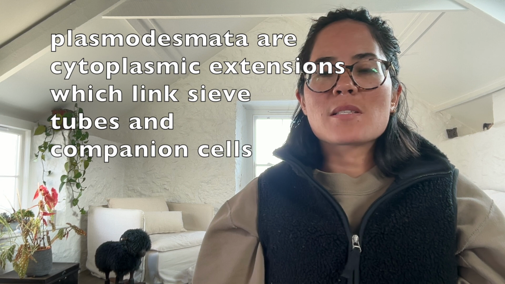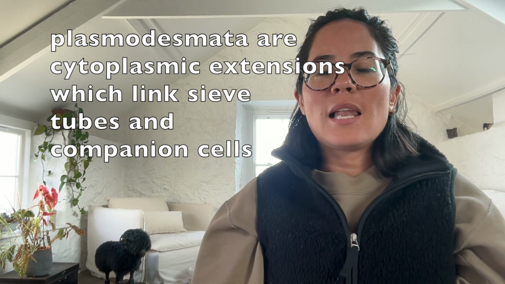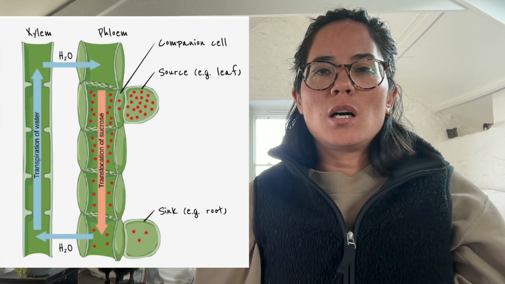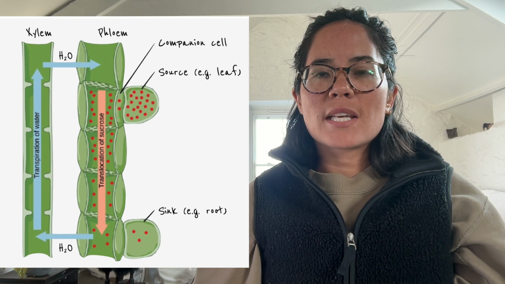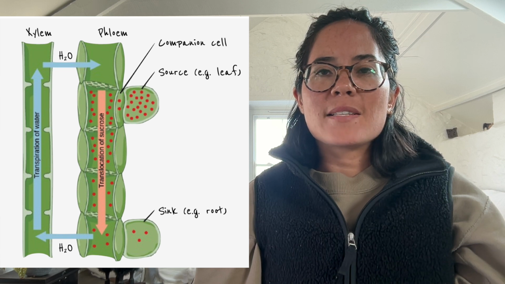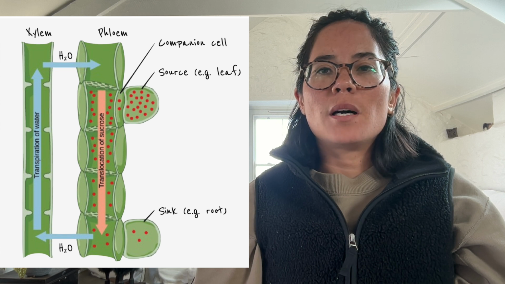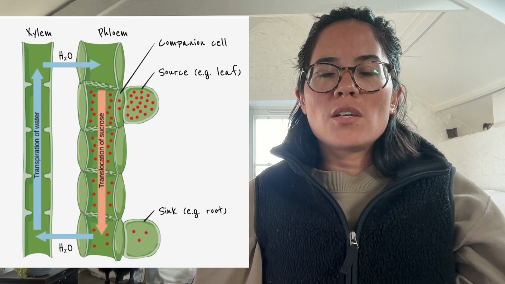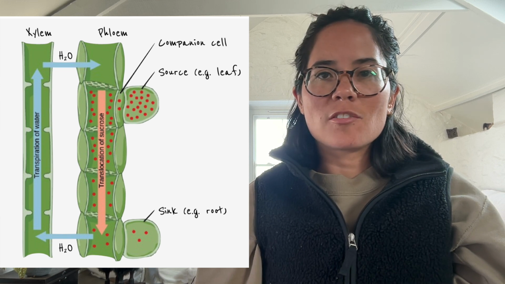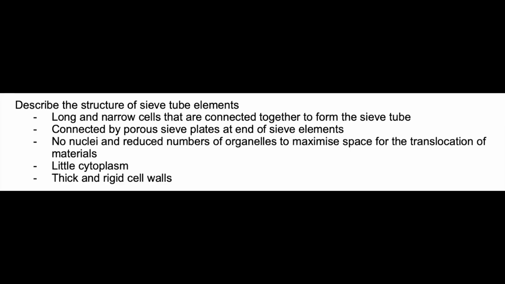Plasmodesmata, which are cytoplasmic extensions, link the sieve tube elements and the companion cells, allowing the movement of metabolites. Specifically, the sieve tube elements are long and narrow cells which are joined together to form the sieve tubes. They're connected by porous sieve plates at the end of the sieve elements. Although they're not hollow in the way that xylem are, they have a reduced number of organelles and no nuclei. This is to maximise the space available for the translocation of materials. They have little cytoplasm and they have thick and rigid cell walls.